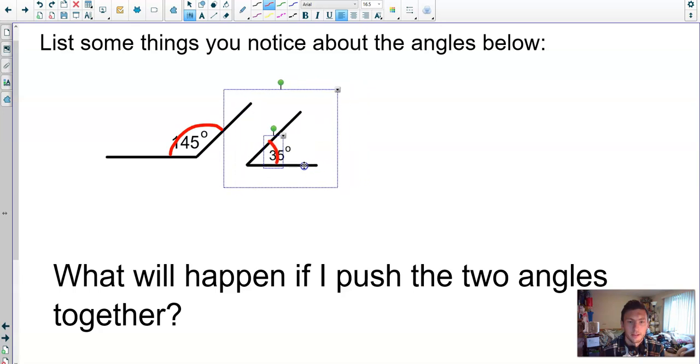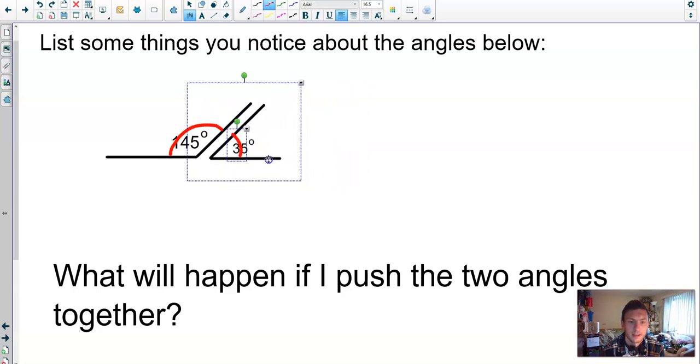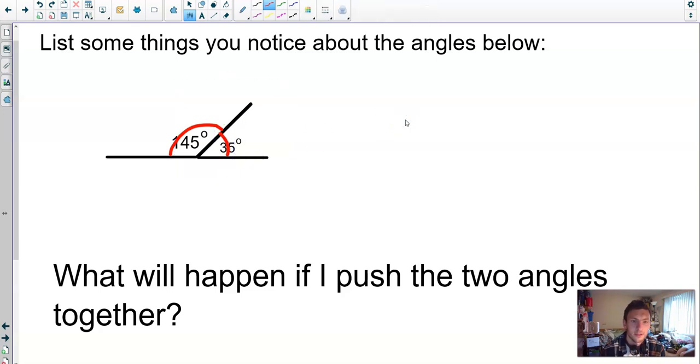Oh, I noticed something starting to happen. Take a look at that. What happened when I push those two angles together? I'm going to take out a blue pen now to show you. The bottom of the two angles matched up perfectly. This line matched up perfectly. They make a straight line. And look at this. Those angle markers I drew made a semicircle.